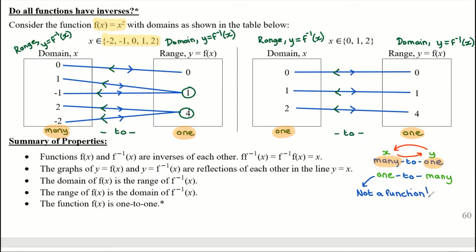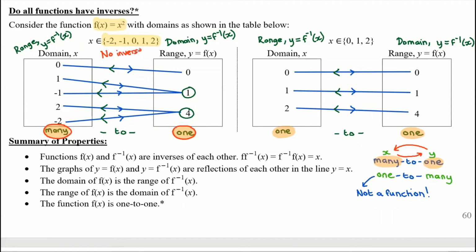So herein lies the problem. Not all functions have inverses. Some functions exist as functions, no problem. If you have a function that is a many-to-one mapping, as we have here, so it's x squared with some negative values and some positive values as your inputs, that's fine as it is as a function. There's nothing wrong with that. But if I want to try and find an inverse, the inverse of that would create a one-to-many mapping, which is not a function. So that means that the inverse does not exist. So this would have no inverse.